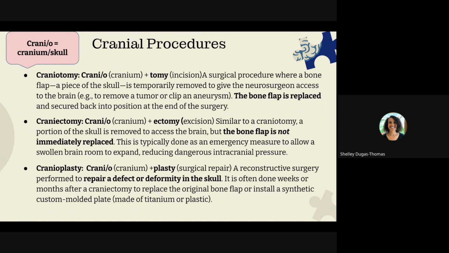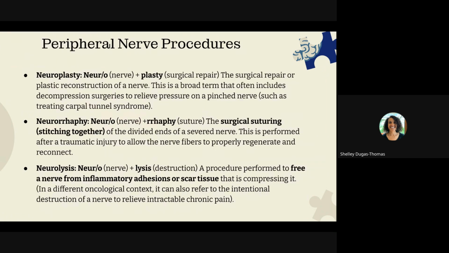So cranio means cranium or skull. When you add that to tomy, it means to cut into. A craniotomy is cutting and temporary opening into the skull. A craniectomy means to excise or completely remove. So a craniectomy removes a piece of the skull permanently or long term to let swollen brain expand. Cranioplasty means a surgical repair or reconstruction, and it's repairing the skull defect using a synthetic plate later on.